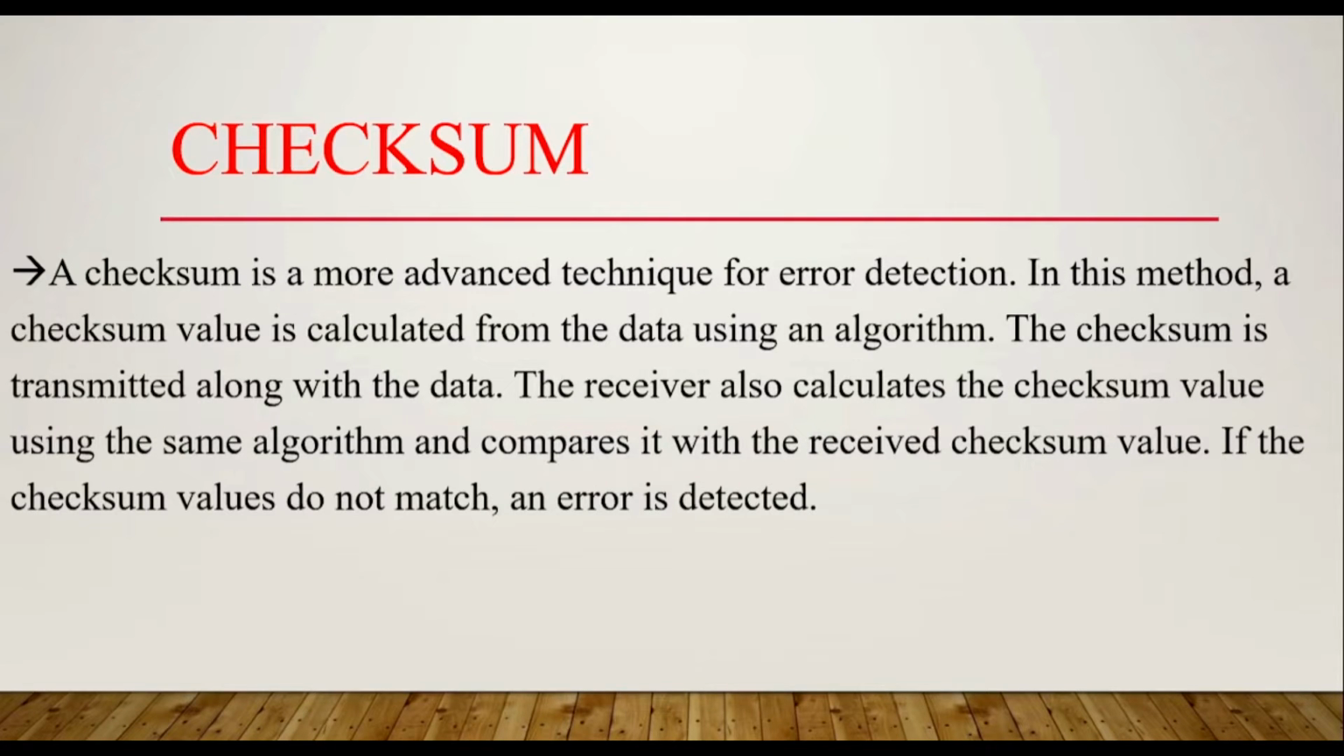Next is checksum. A checksum is a more advanced technique for error detection and correction. In this method, a checksum value is calculated from the data using an algorithm. The checksum is transmitted along with the data. The receiver also calculates the checksum value using the same algorithm and compares it with the received checksum value. If the checksum values do not match, an error is detected.